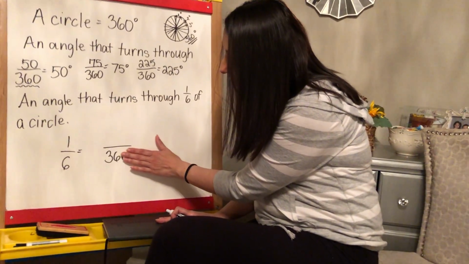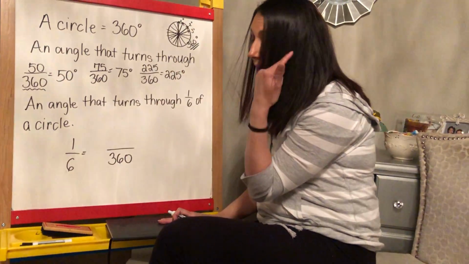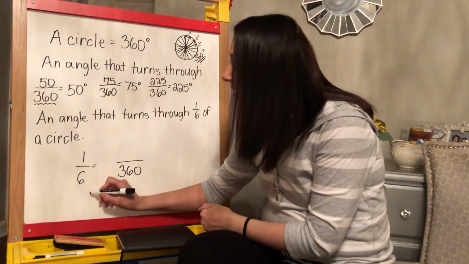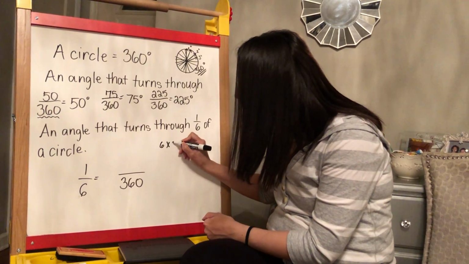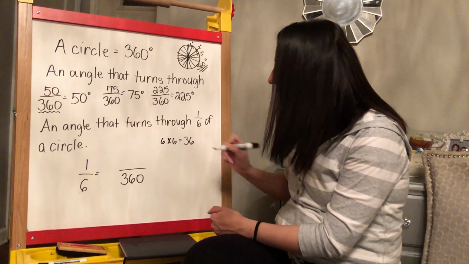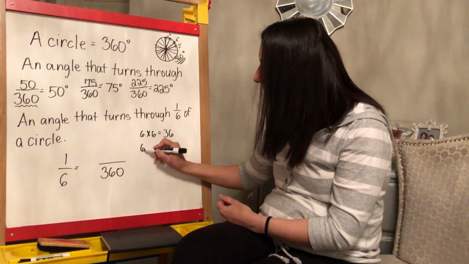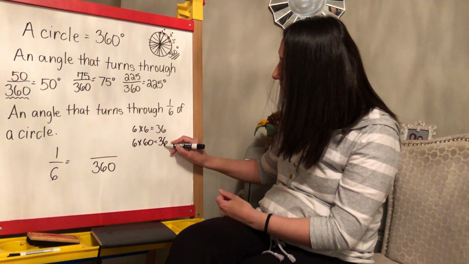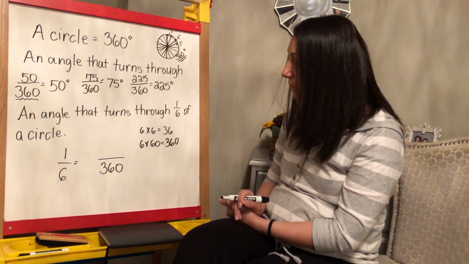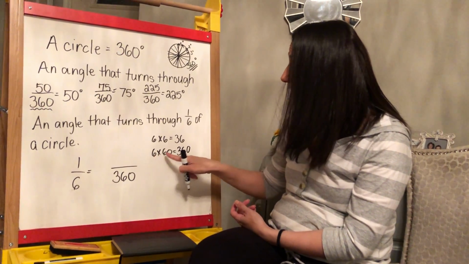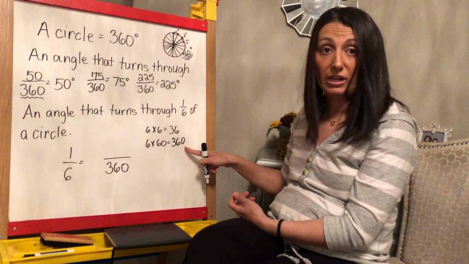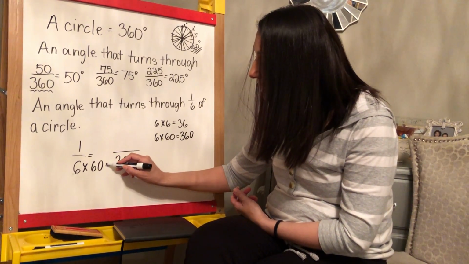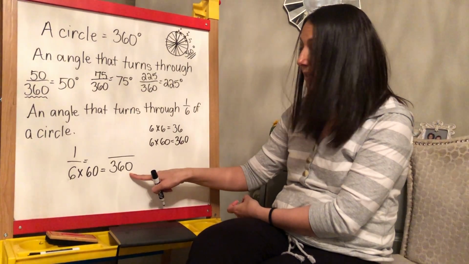Well, if I get rid of this 0, I see the number 36. And if I know my multiplication facts, 6 times 6 equals 36. So 6 times 60, 6 times 6 is 36, and then I add my 0. So 6 times 60 is going to give me 360. So I'm going to multiply this 6 by 60 to get 360.